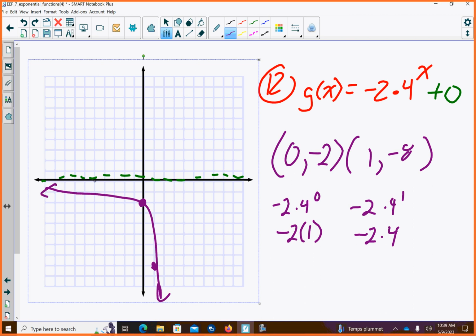Growth or decay? As I go to the right, is it going away from the asymptote or going to it? So this is growth. Domain? Range?